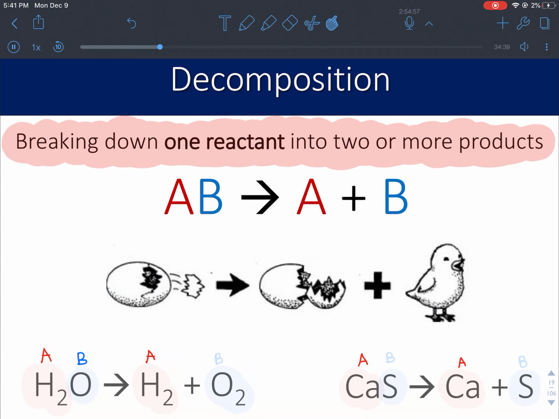So that's decomposition. Synthesis, two things, one. Decomposition, one thing, break down into many. On test day, you'll want to look at this and be able to say, oh, that's decomposition. Starts with one thing, breaks down into many. Or AB, separating into A and B.